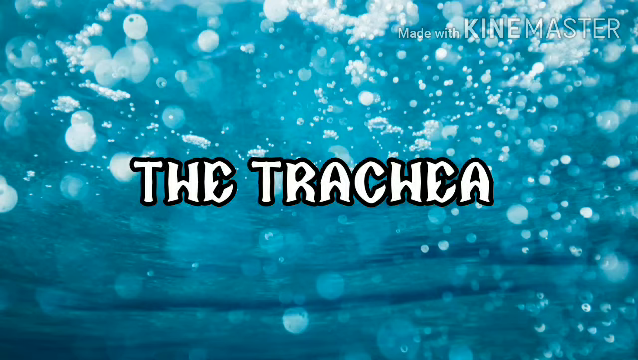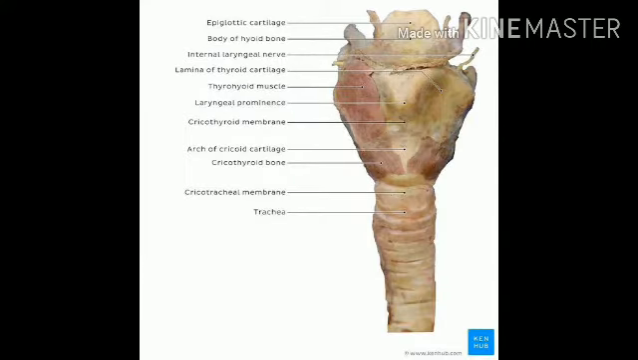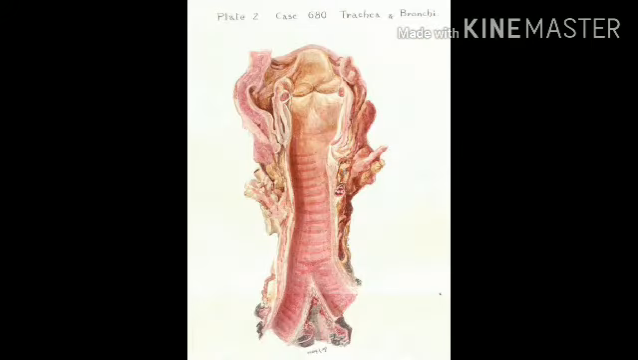Next, we are going to discuss the trachea. The trachea, or windpipe, is a tube which descends into the mediastinum. It is kept open by 15 to 20 C-shaped cartilaginous rings, which are incomplete on the posterior aspect. It is 10 to 12 centimeters long, extending from the lower part of the larynx.